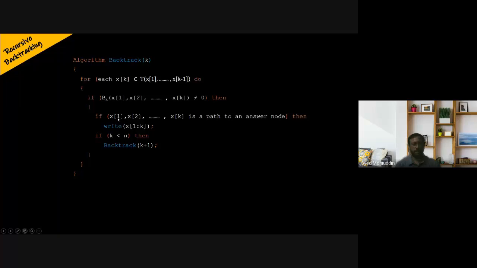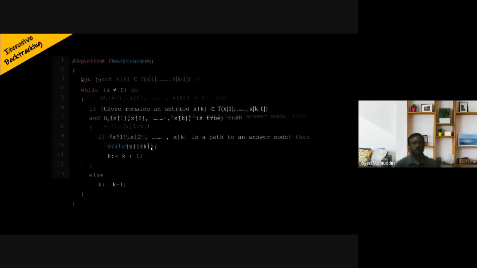Then if x of k is part of the answer node, that is, we found the answer, we just write the answer. Otherwise, if the kth stage or level is less than n, the number of elements we have, we call the backtracking algorithm recursively, passing k plus 1. That is, we move on to the next level. So k defines the level, each stage. This is the general recursive backtracking algorithm.